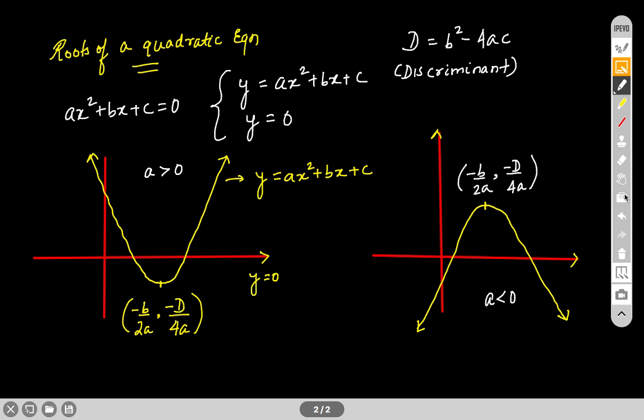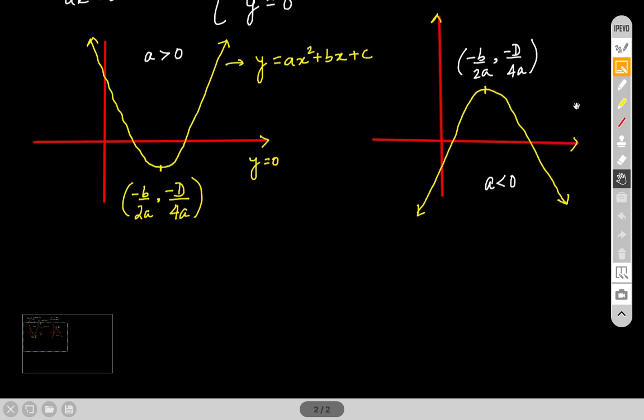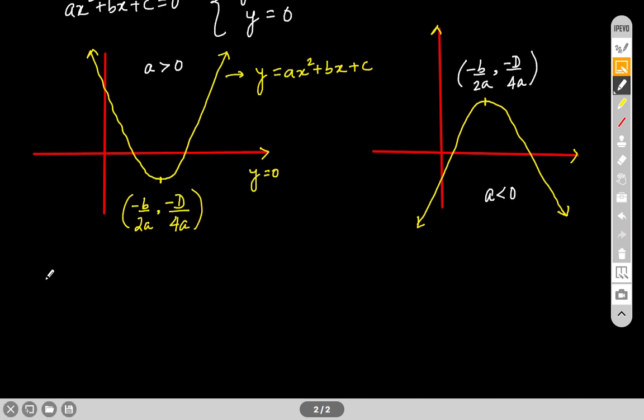Now this is very important, because do you remember, in your junior classes you would have derived the quadratic equation formula to find the roots. What were the roots?